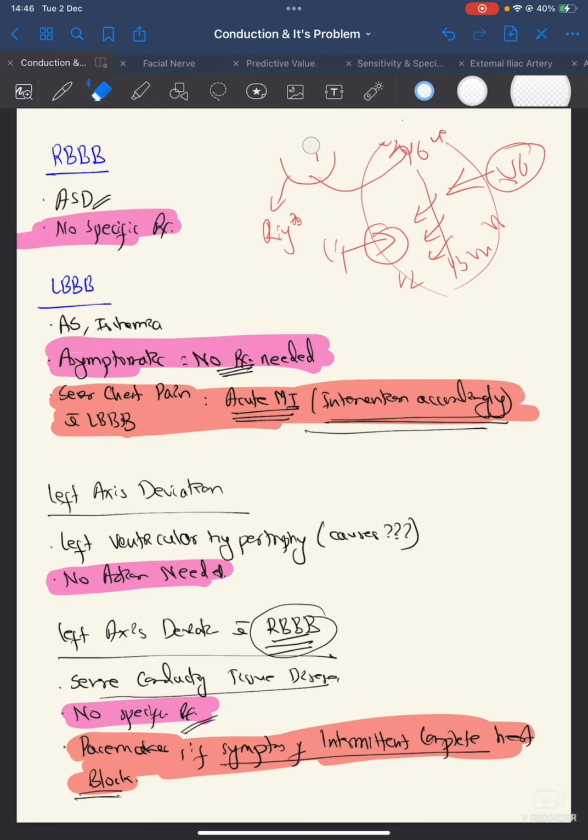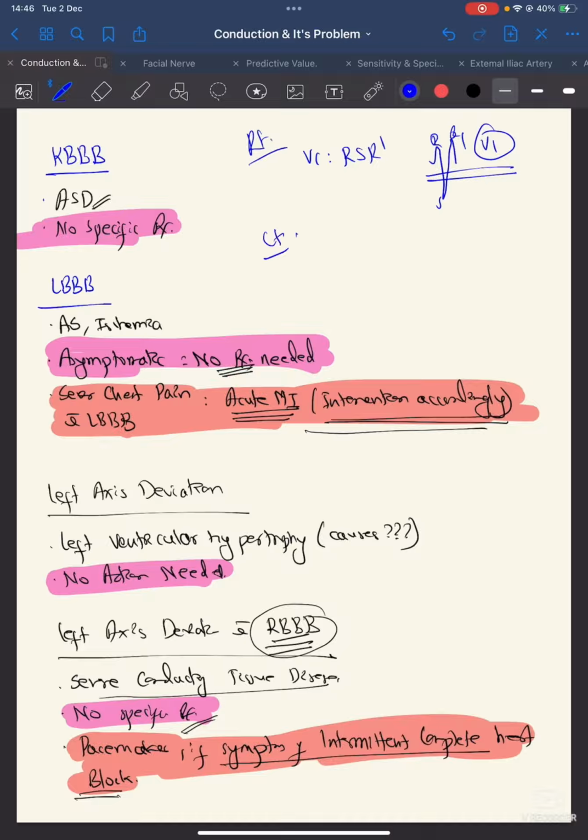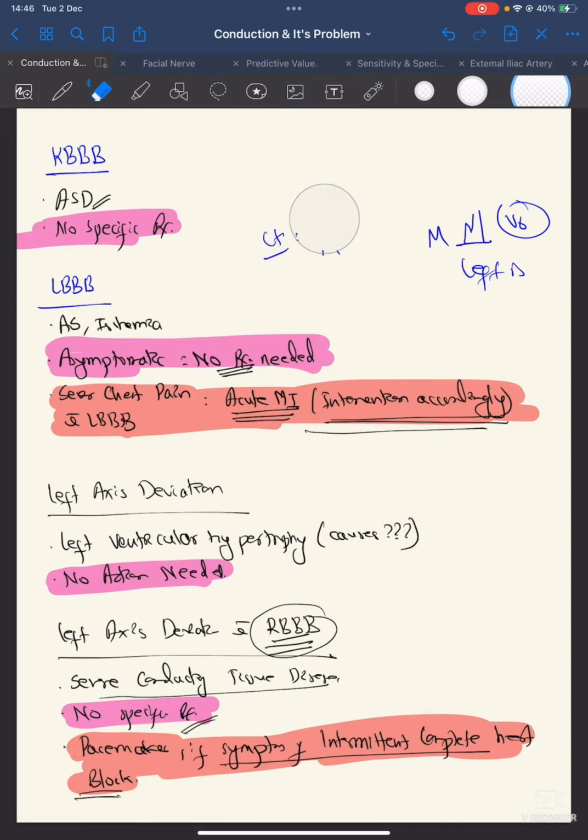Always remember that. And if you cannot remember any of the details of the right bundle branch block or the conduction defect, always remember this quick and short fact for V1. If you see the RSR' pattern in the lead V1, then it is right bundle branch block. And for the left bundle branch block, if you see the M pattern in V6, then it is left bundle branch block. So remember this fact, then it will be easy for you to read any of that.